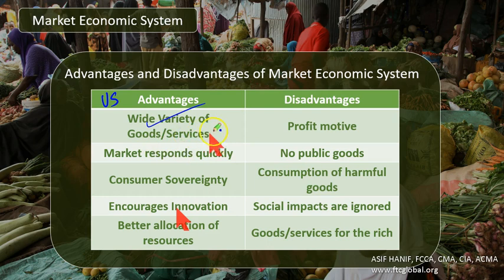The US market responds quickly to the needs of the consumer. You will get what you want. You want donuts, you can buy donuts. You want to go for pizza, it's there in the market, so you will get what you want. Markets will respond quickly to your needs and wants. Consumer sovereignty means the consumer will get what he or she wants. That's the feature of market economic system, consumer sovereignty.